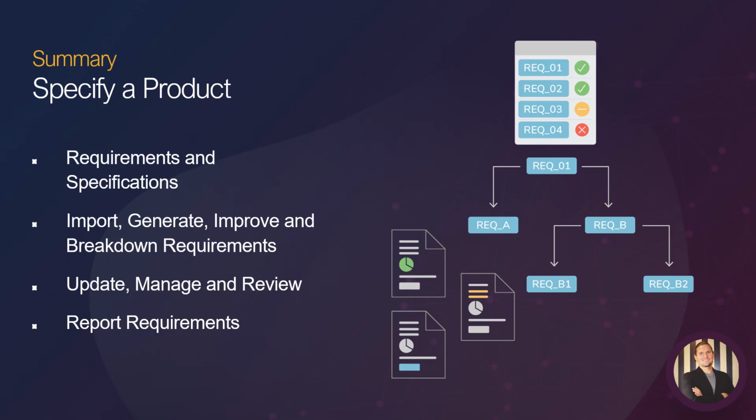So let's take a look at what we just explored. In conclusion, the successful development of any product and its systems relies heavily on effective requirements and system engineering practices. Throughout this session, we explored how Valispace helps you during the process of product specification. We explored how to build your requirements and specifications, concentrating on how to import, generate, improve, and break them down to ensure clarity and alignment with the stakeholder needs. Further, we looked at Valispace helping you during updating, managing, and reviewing requirements to adapt to evolving project dynamics. Don't forget our transition state, history, and traceability feature, which helps you keep track of any changes that happen to a requirement during its lifecycle.